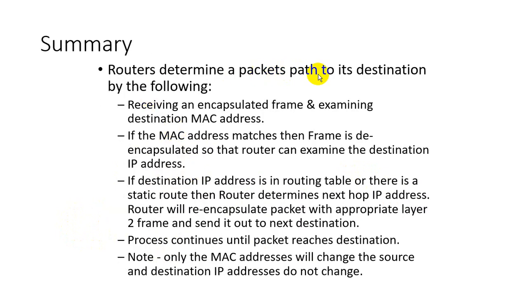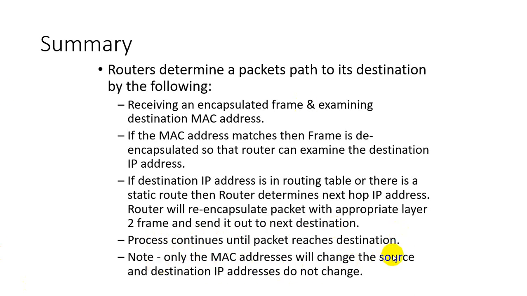Routers determine the packet path to its destination by the following: receiving an encapsulated frame and examining the destination MAC address. If the MAC address matches, then the frame is de-encapsulated so the router can examine the destination IP address. If the destination IP address is in the routing table or there is a static route, then the router determines the next hop IP address. The router will re-encapsulate the packet with the appropriate layer 2 frame and send it to the next destination. The process continues until the packet reaches its destination.